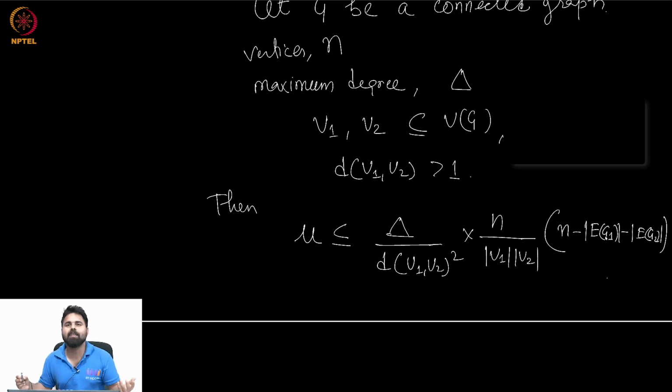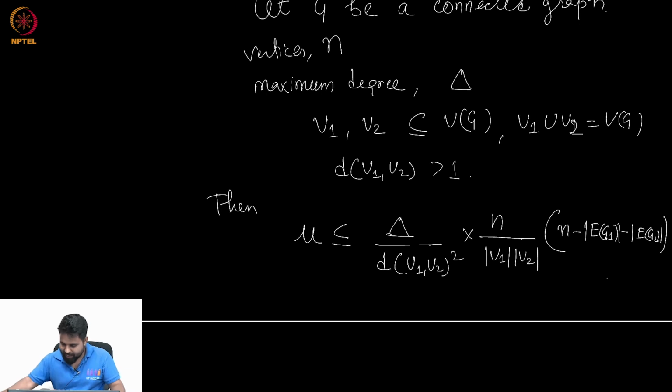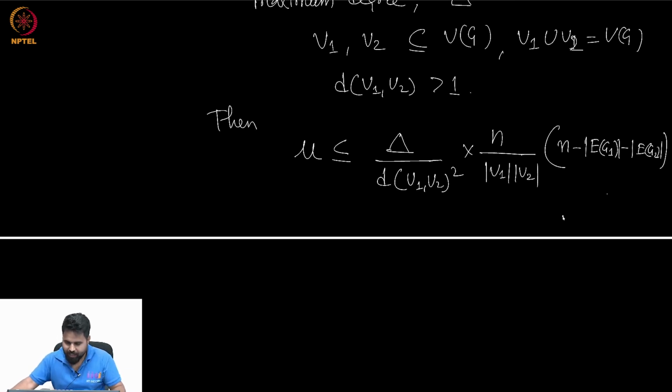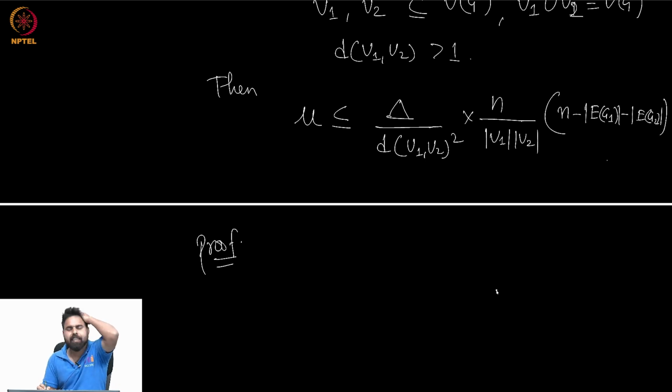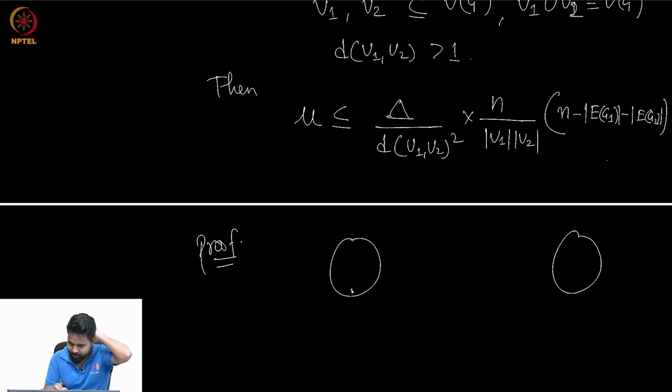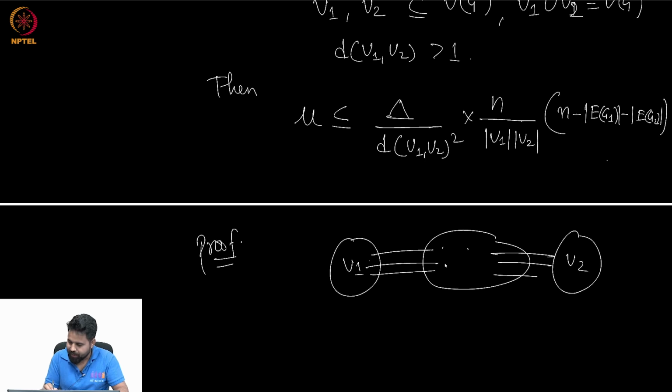So how to prove it? The proof is actually very simple here. Now we know that the distance here is more than 1, right? So suppose this is V1 here, this is V2. None of the vertices here is adjacent to any of the vertices here. So the situation will be something like this: there will be edges, and there will be some intermediate vertices.